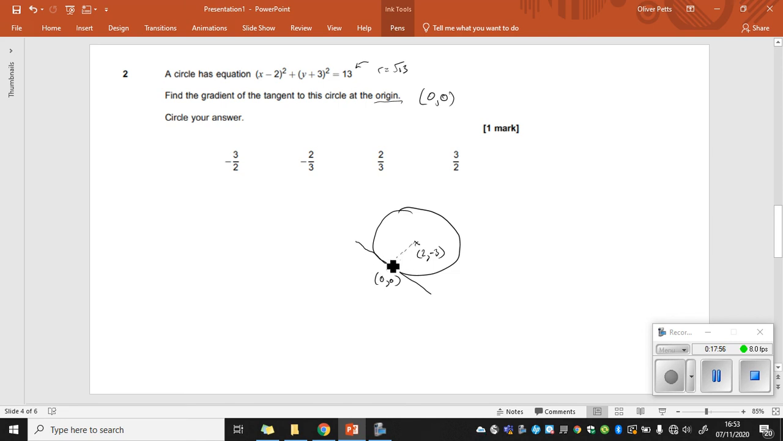What do we know about the gradient of the tangent? We know that it's at a perpendicular to the radius. So let's consider the gradient of the radius. So the gradient of the radius, if I consider a change in y over a change in x, so let's say I'm going from 0, 0 to 2, minus 3. So change in y would be negative 3. Change in x would be positive 2. Just pull the negative to the front, so that would give me a gradient of negative 3 over 2, which means that the perpendicular gradient would be the negative reciprocal, so it would be a positive, and it would be 2 over 3. So I need to make sure it's nice and clear that I'm circling the gradient of 2 over 3.